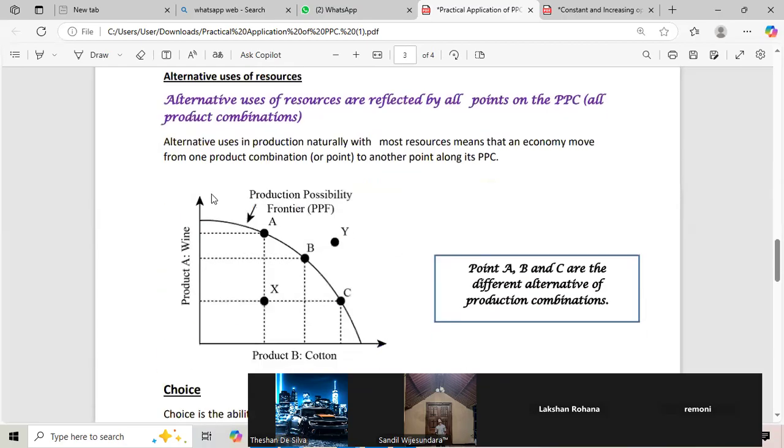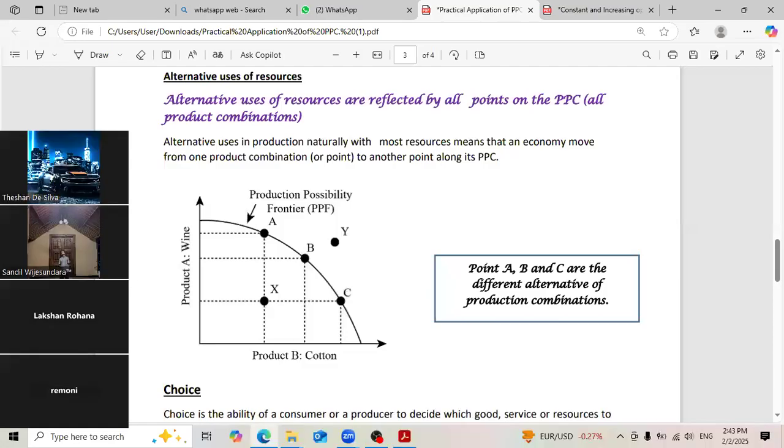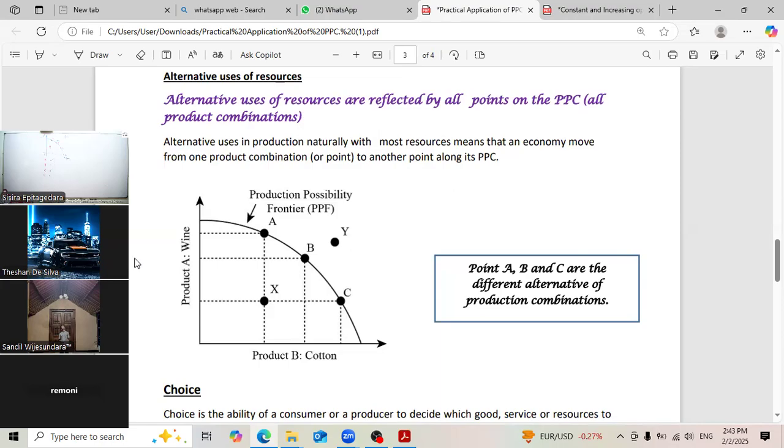Right. Next one, alternative uses. So both alternative uses and choice are the same, no? If there are alternative uses, you have to make a choice. Clear? At A level, there were 4 subject streams, so you had to choose one. If you have alternative uses, you have to make a choice. Is that clear?